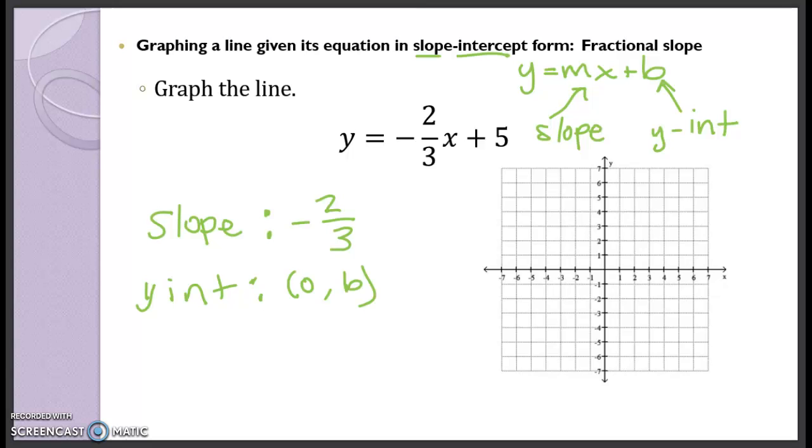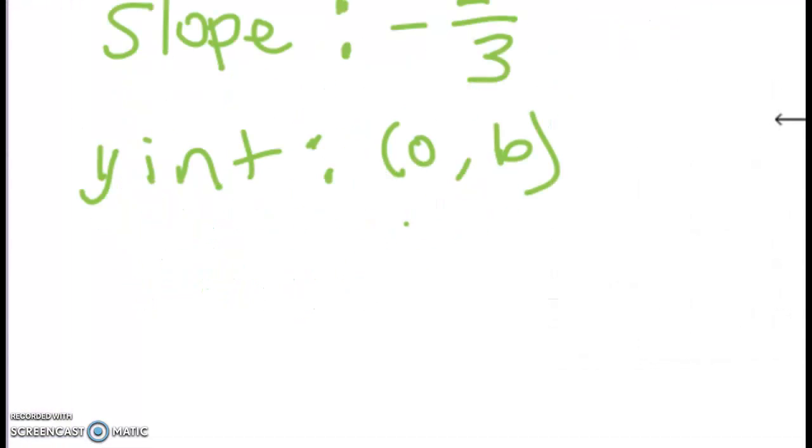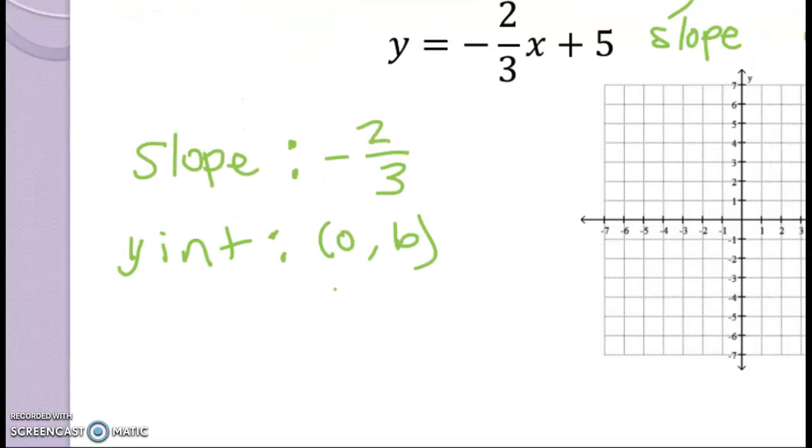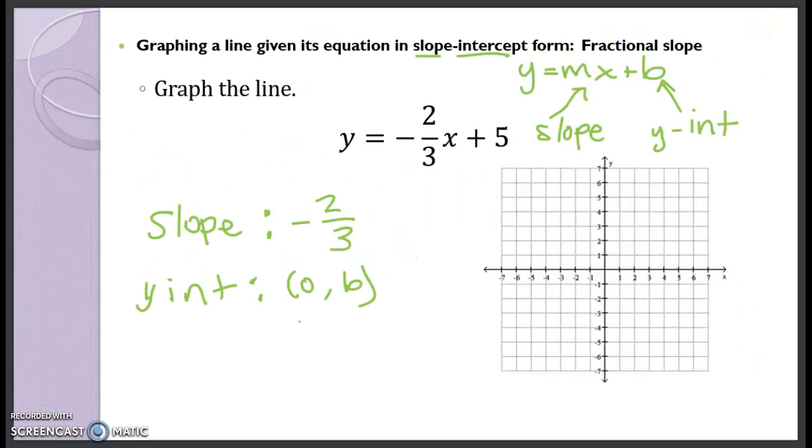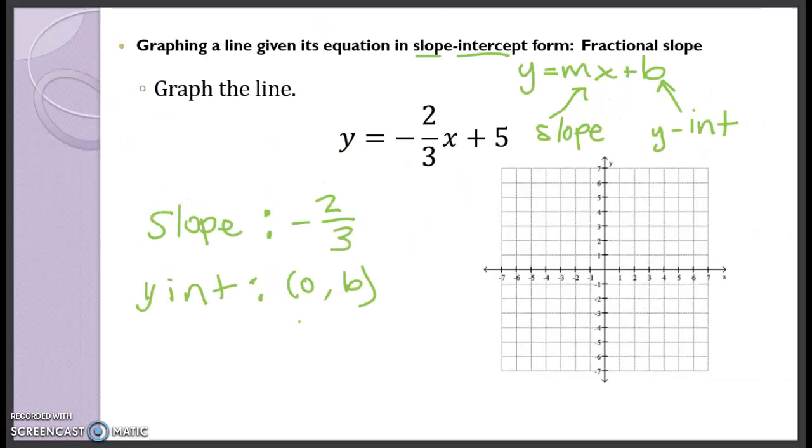It's going to occur at (0, b), which is going to be, in this case, at (0, 5). So we have a y-intercept at (0, 5). Then we have a slope of negative 2/3.